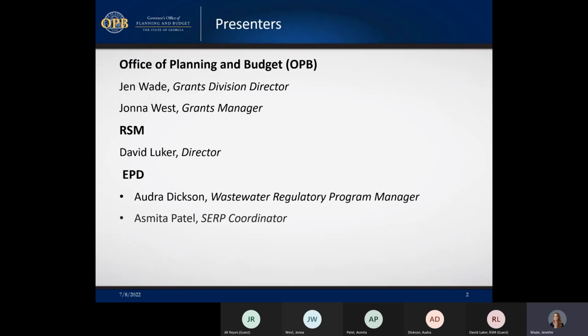Today, we have some folks from the Office of Planning and Budget on our team. So I am Jen Wade. I'm the Grants Division Director at OPB. We have Jonna West, who's our Grants Manager. We also have joining us RSM's David Luker, the Director with RSM. And from EPD, we have Audra Dixon, the Wastewater Regulatory Program Manager, as well as Asmita Patel, the SERP Coordinator.